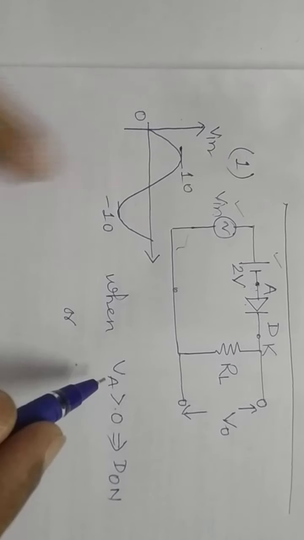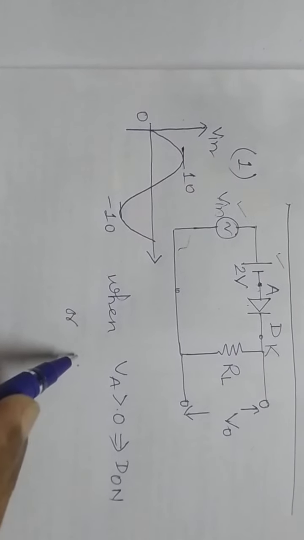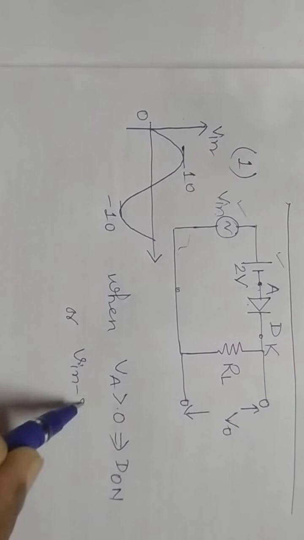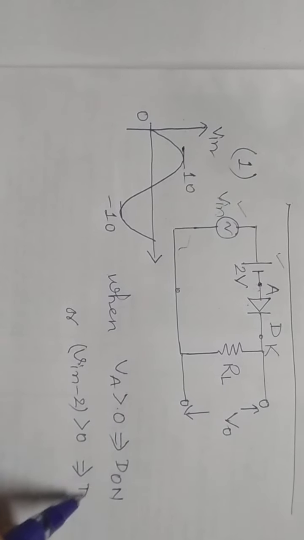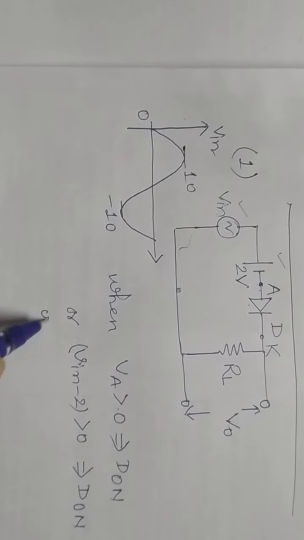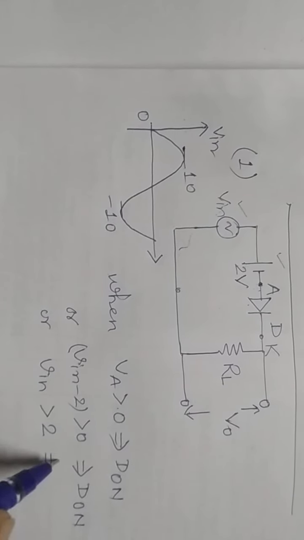Or VA is what? VA is the resultant of input supply and DC source. That is, V input minus 2 is greater than 0, diode will be on. Or we can write as when V input is greater than 2, our diode will be on.